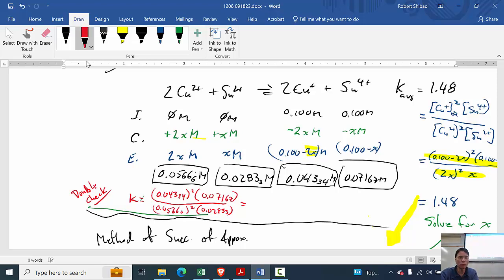So let's see, 0.04334 squared times 0.07167, divided by 0.05666 squared, divided by 0.02833. And this comes out to 1.4801. So it checks out to match.